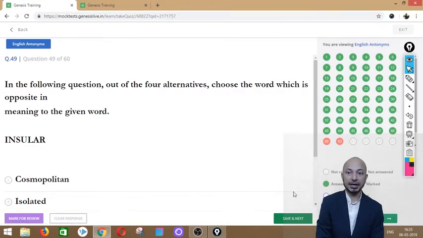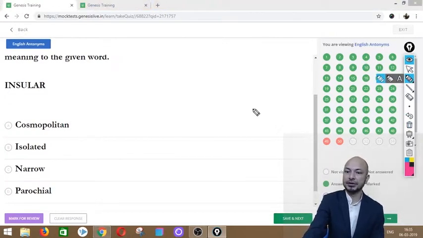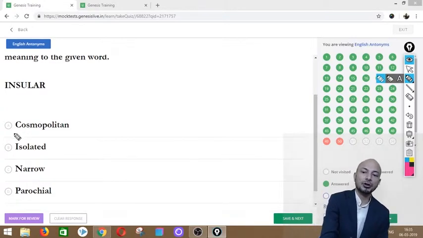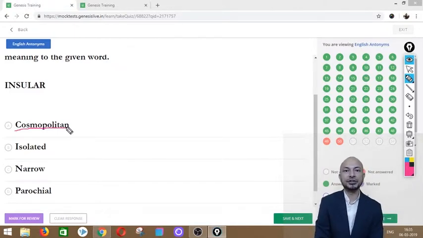So we come to question number 49. The word is insular, and the options given are cosmopolitan, isolated, narrow, parochial. So the correct option is, in fact, option A, which says cosmopolitan. Now, insular is someone who is only interested in his own country or his own ideas, and not interested in something which is from outside. And cosmopolitan is normally a place where people from different cultures, different races live together, influenced by a lot of cultures. So they are the closest antonyms we have here. So we click option A, and then I say next.